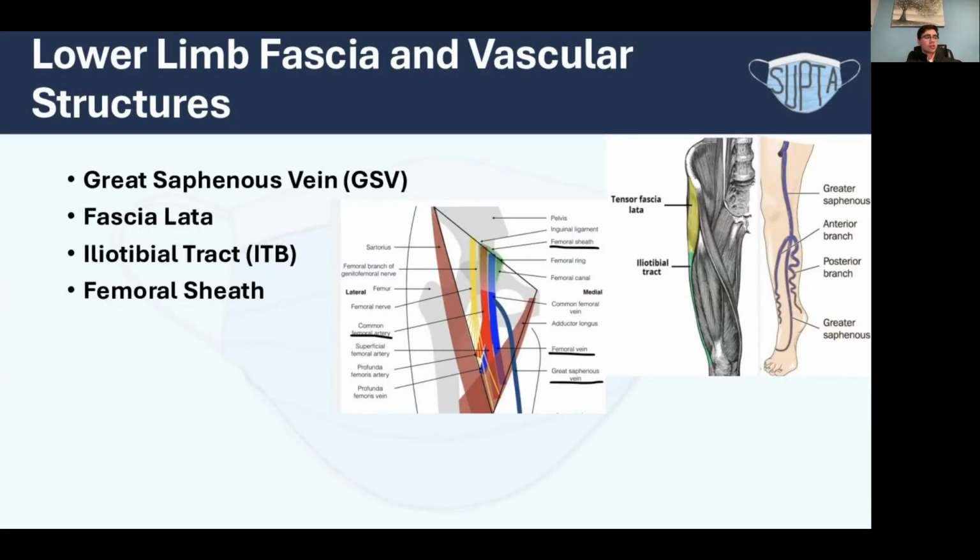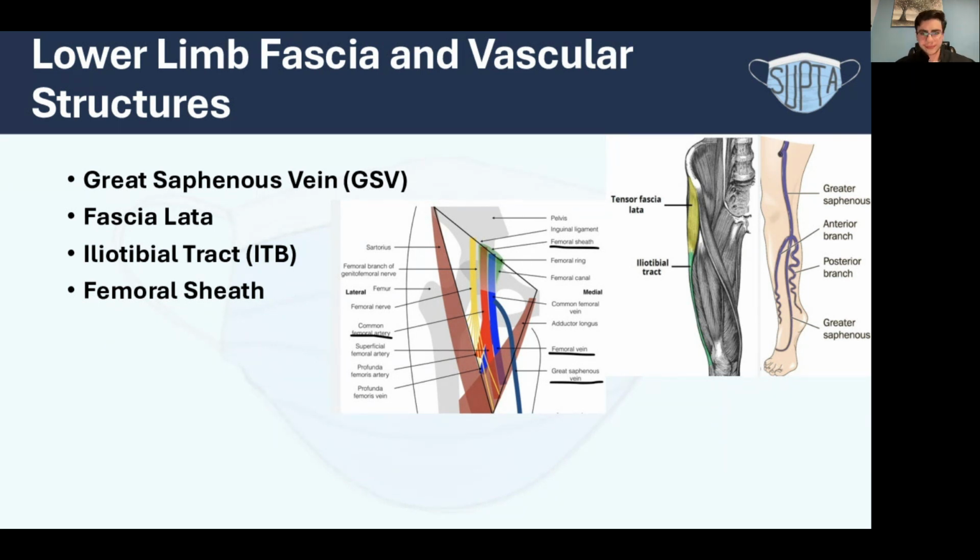It's quite clinically important. The first thing I could think of is that sometimes it's used in CABG, coronary artery bypass graft, for things in the heart. That's a different topic, but it is very clinically important. It's a huge vein as well that runs down across the entire leg on the medial side.